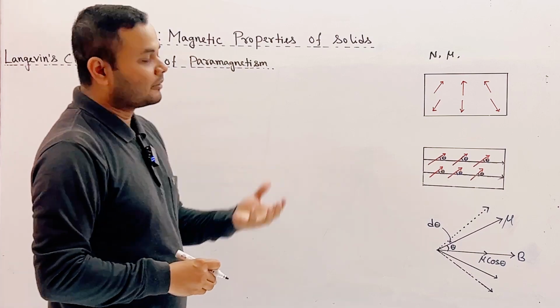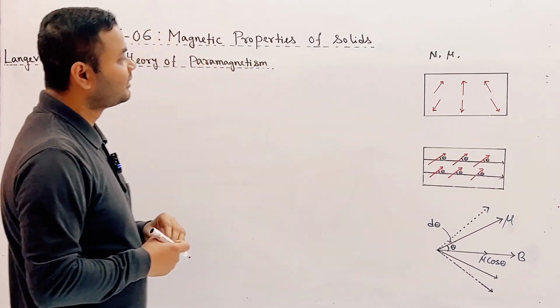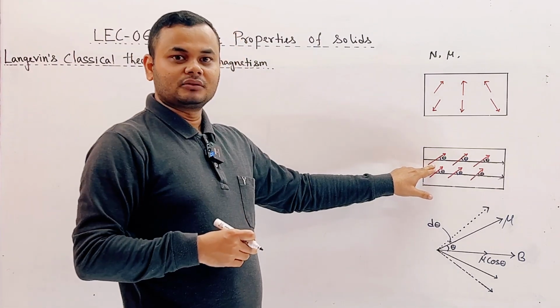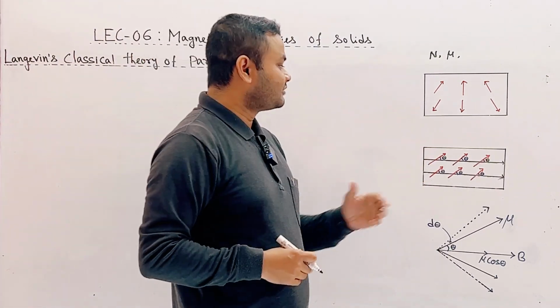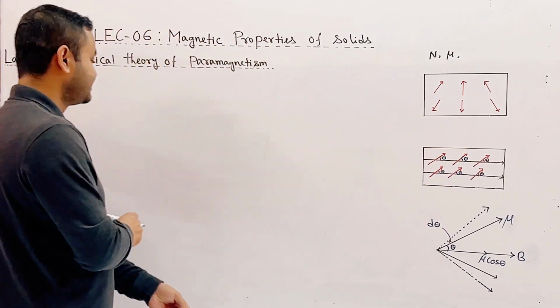However, the thermal energy at ordinary temperature will resist such type of alignment. So, in thermal equilibrium, these atomic dipoles will orient themselves at an angle theta with the applied field. Now, let me write these points.